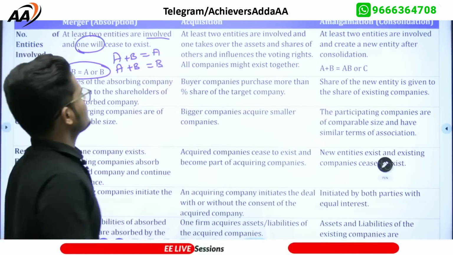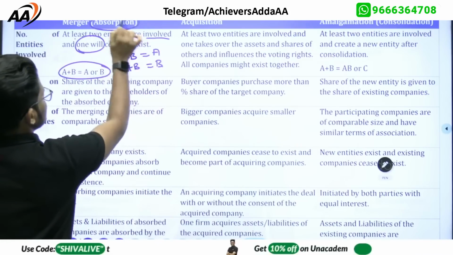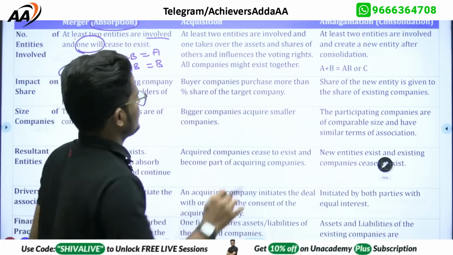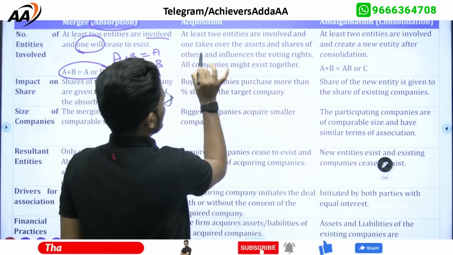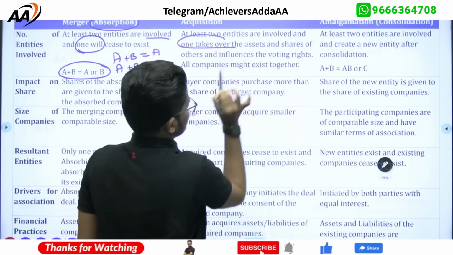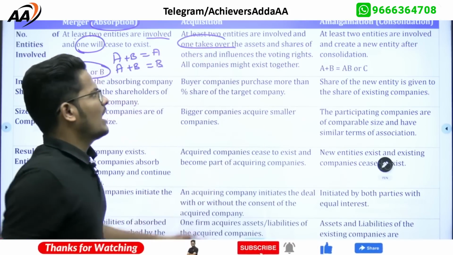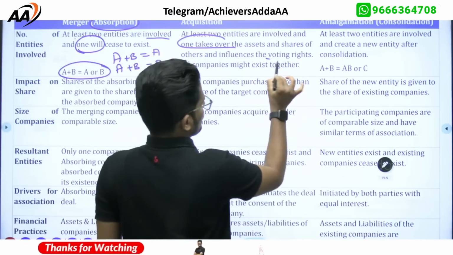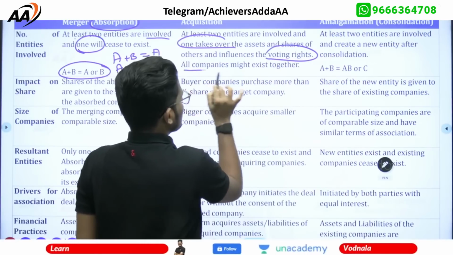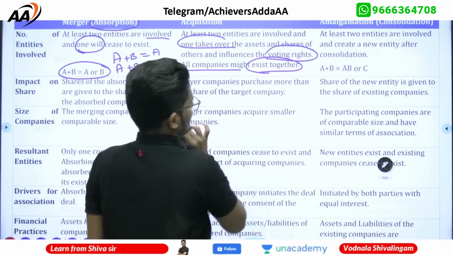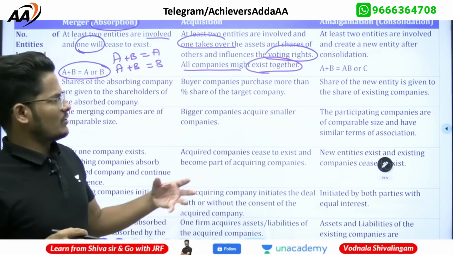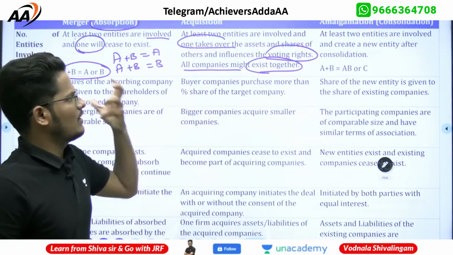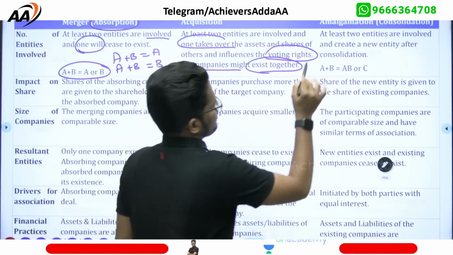And here acquisition, or absorption, is one taking over the other. At least two entities are involved. One takes over the assets and shares of the other and influences the voting rights also. All companies might exist together, but voting rights will get transferred from one to the other.